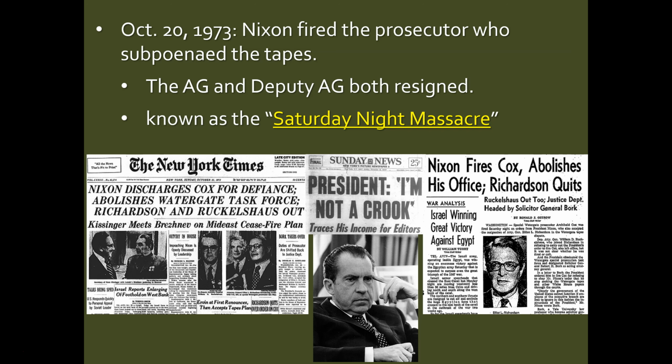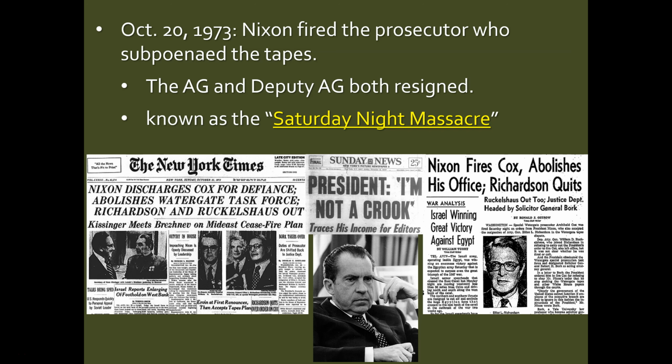And then in October of 1973, the prosecutor who had subpoenaed the tapes, and a subpoena is basically just a court order to turn over evidence, the guy who had ordered that is fired on Nixon's orders. Now, to get the prosecutor fired, though, Nixon had to go through several other people. He tells his attorney general to fire the prosecutor. The attorney general resigns instead of firing him. Then the deputy attorney general also resigned because he didn't want to fire the prosecutor. And so you have this cleaning of the house by Nixon, of firing everybody involved in this case. And this is known as the Saturday Night Massacre.